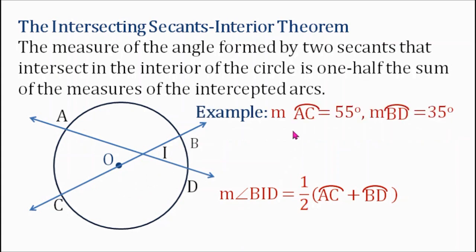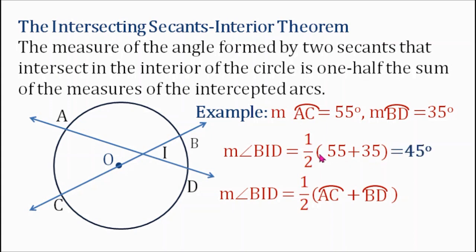For example, if arc AC measures 55 degrees and arc BD measures 35 degrees, using this formula, that means the measure of angle BID is 1/2 of the sum of 55 and 35. And 55 plus 35 is 90, and 1/2 of 90 is 45. So this angle here measures 45 degrees.